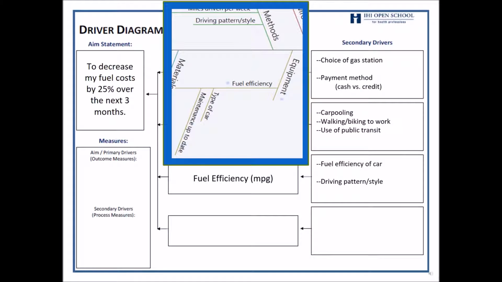You can actually mix and match the fine, lowest level fishbones into the same primary driver if they both influence the same primary driver. For instance, both fuel efficiency of my car and my driving pattern or style influence my fuel efficiency. And whereas I had one under methods and one under equipment in my fishbone diagram, that really doesn't matter for the purposes of my driver diagram, and I can combine them into the two. They're both concrete, actionable items, in other words, secondary drivers, that influence my primary driver of fuel efficiency.